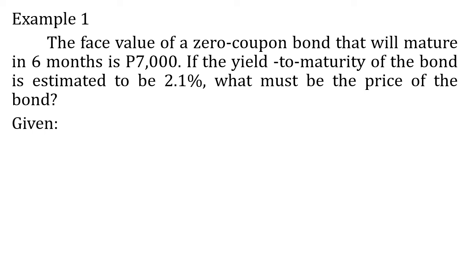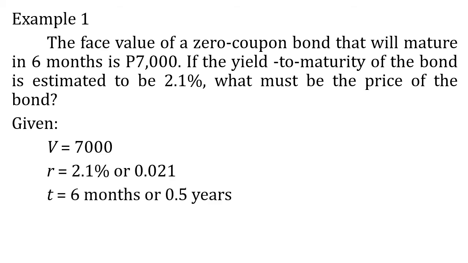So let us list the given first. V is equal to 7,000 pesos. R is equal to 2.1% or 0.021. Time is 6 months or 0.5 years. So here we're going to solve for the price of the bond.